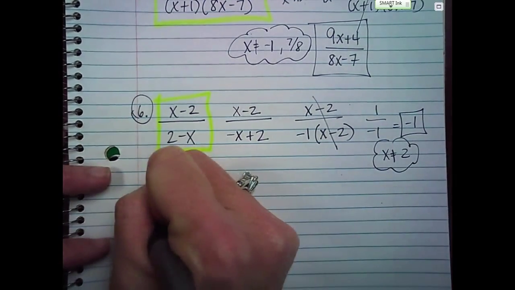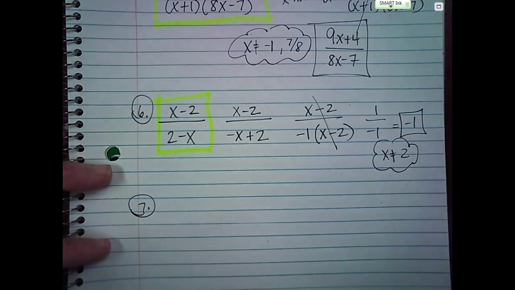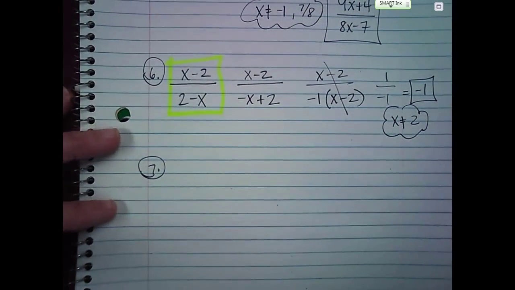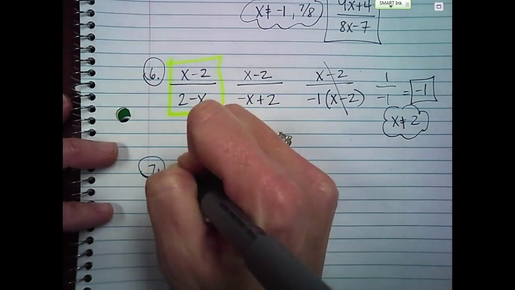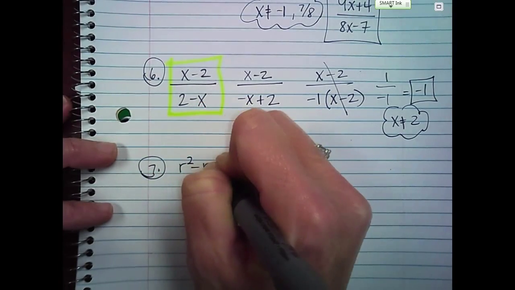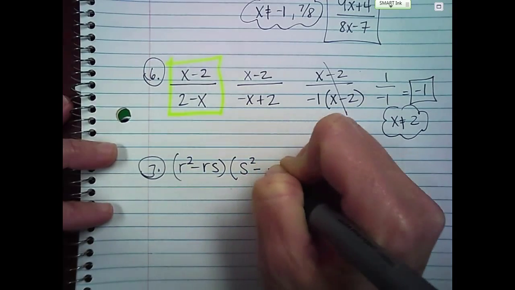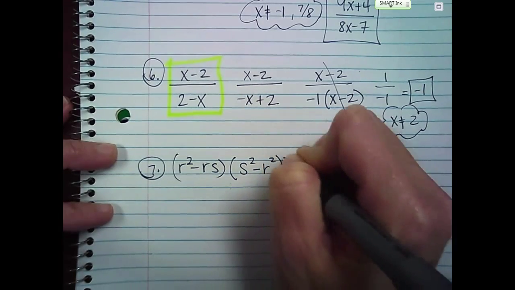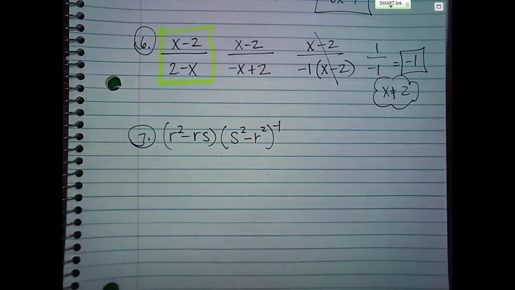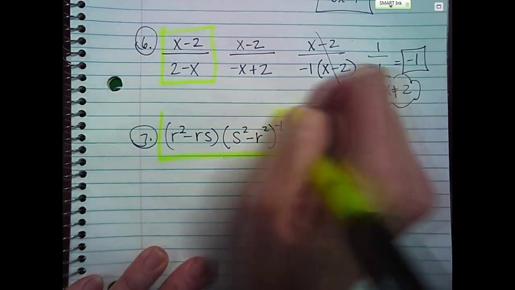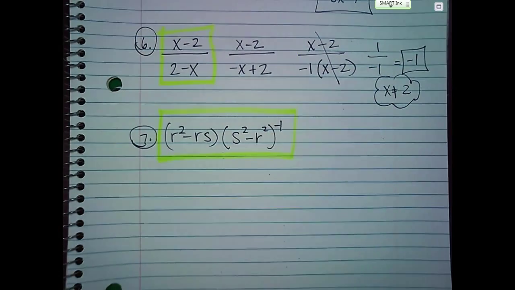Number 7. Let's do r squared minus rs times s squared minus r squared, then -1. Does the -1 apply to both sets of parentheses or one set of parentheses? 1. So which one is going to get kicked down? What does the -1 mean?